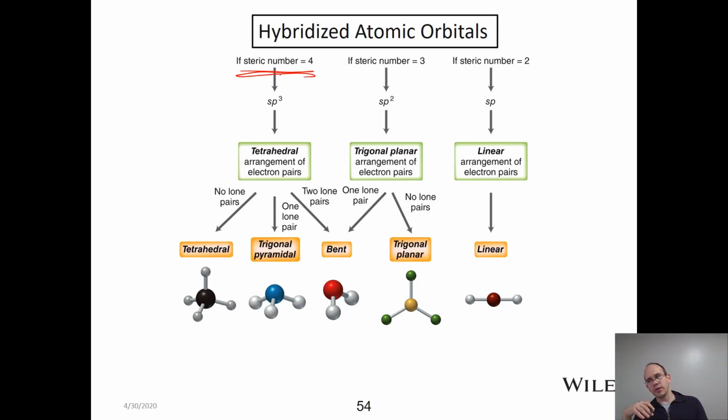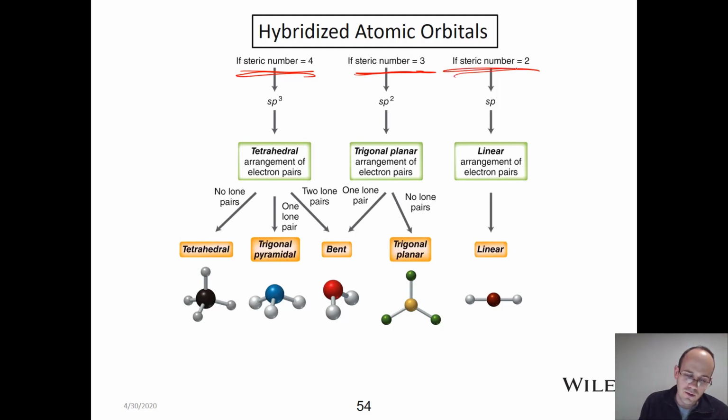The steric number is really referring to the number of sigma bonds around a carbon. So if it's an sp3 hybridized carbon, it always has 4 sigma bonds around it, so its steric number is 4. If it's an sp2 hybridized carbon, it always has 3 sigma bonds around it, so its steric number is 3. If it's an sp hybridized carbon, its steric number is 2.